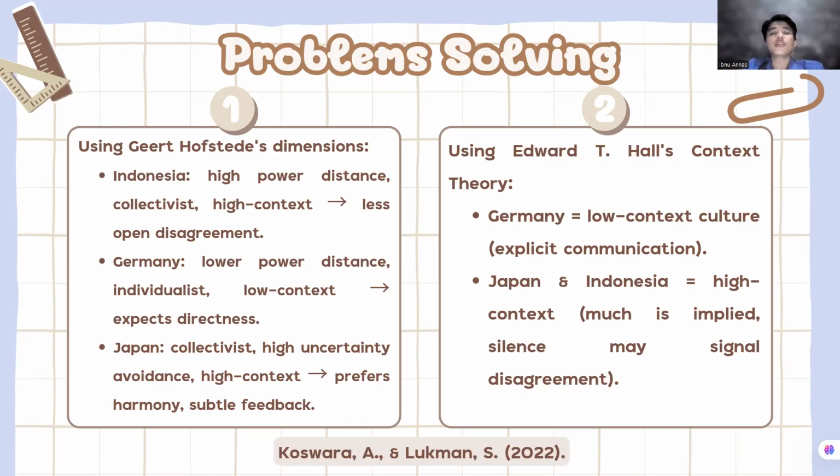And the second, by using Edward T. Hall's context theory, the Germans have a low context culture, which means explicit communication, while Japan and Indonesia have a high context. Much is implied in their daily conversation. Like we talked about in the first part, maybe they signal disagreement because the Germans expect directness, direct impact or direct feedback. Japan and Indonesia have subtle feedback, which means they think first before doing something.